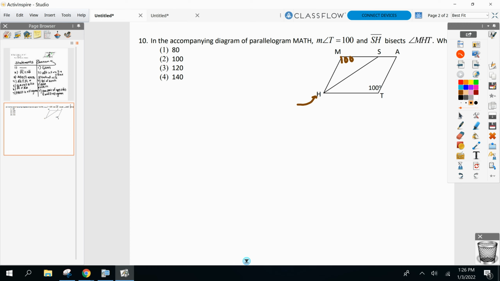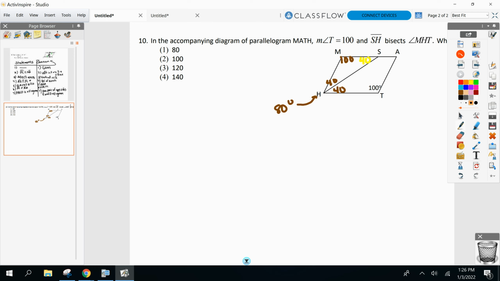So angle MHT is 80, but it's getting bisected. So now I can put 40 and 40. We're getting there, right? Everyone see triangle MHS. I got 100. I got 40. How much is left for that third angle? 40 as well.